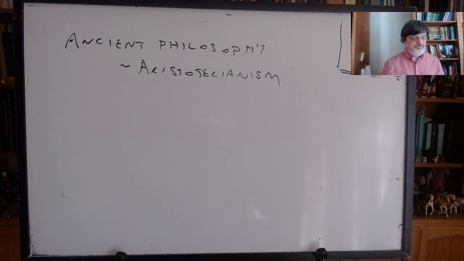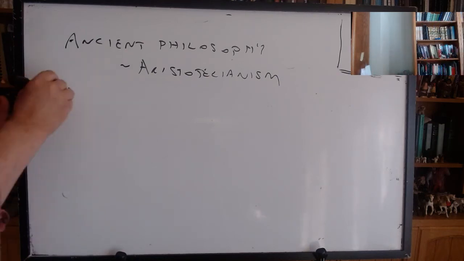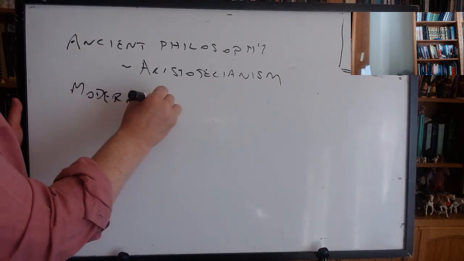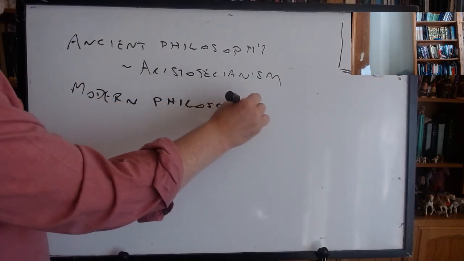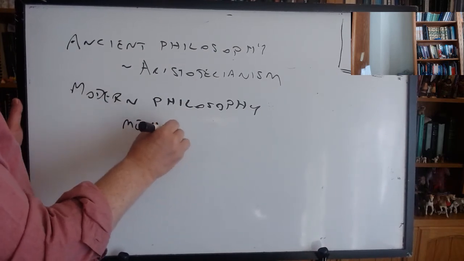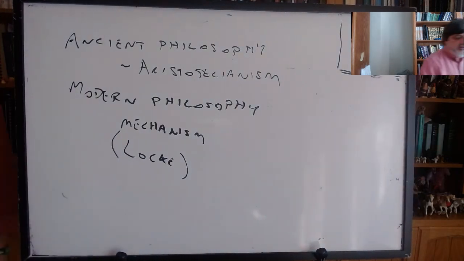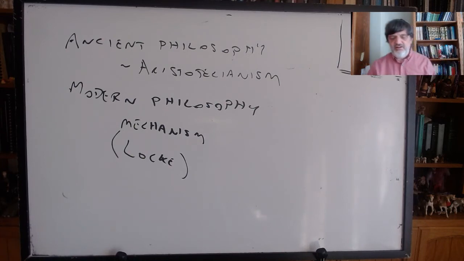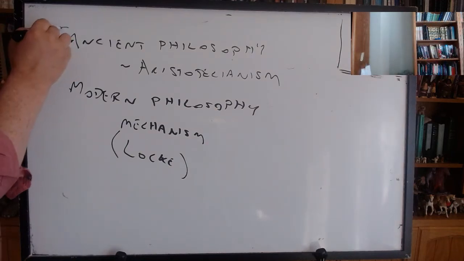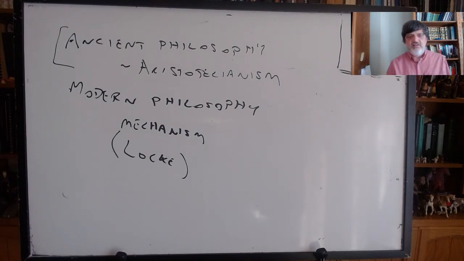Whereas the modern philosophy is what I before called mechanism, and it's basically Locke's version of it. There are many different versions. I think Hume thinks similar arguments will apply to all of them, but he mostly seems to have Locke in mind in this discussion. I'm not going to say that much about the ancient philosophy because we mostly haven't discussed the contents of these Aristotelian views in this course.